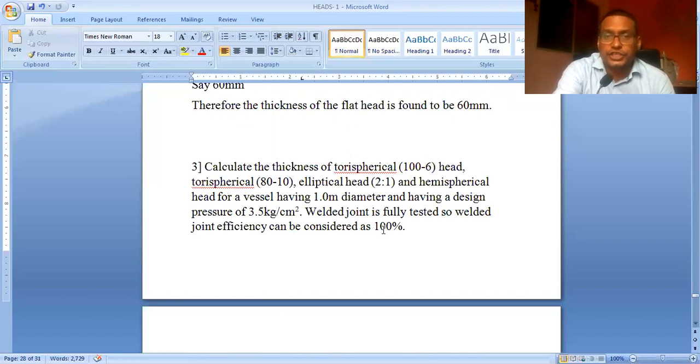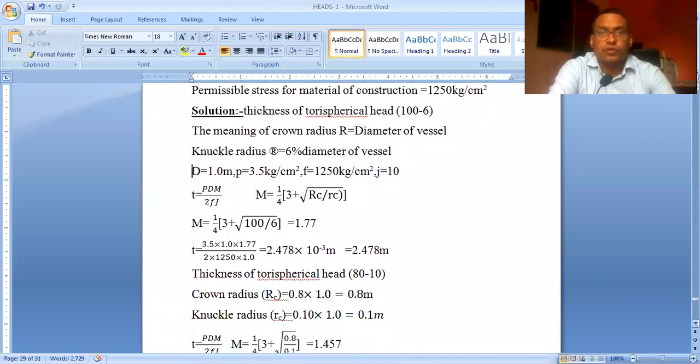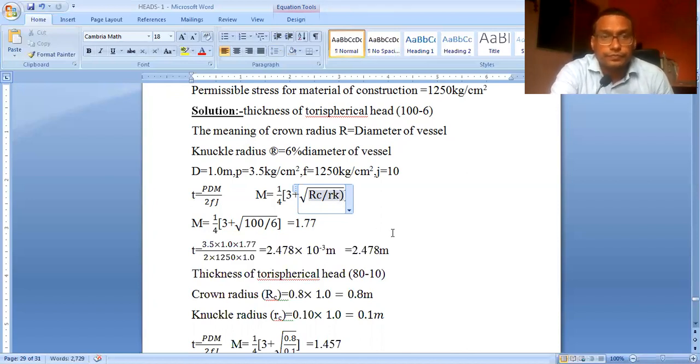Now here the joint efficiency is 100%. Permissible stress of the material is 1250 kgs per centimeter square. First we will consider the thickness calculation for torispherical head with 100-6. Now the meaning of the crown radius, that is R, which is equal to the diameter, which is 100% in this case. So this RC becomes 100, and RK, that is the knuckle radius, which is 6.